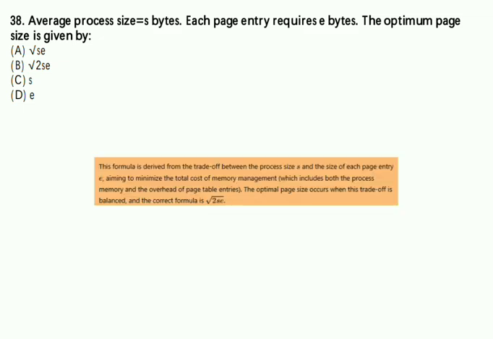Average process size equals S bytes. Each page entry requires E bytes. The optimum page size is given by root 2SE. So this formula is derived from the trade-off between the process size S and the size of each page entry E, aiming to minimize the total cost of memory management. The optimal page size occurs when this trade-off is balanced and the correct formula is root 2SE.